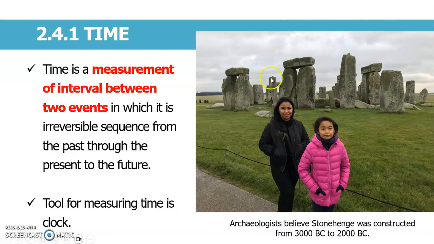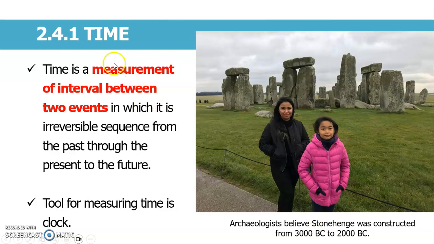Okay, so you can see here, these are my two girls in front of Stonehenge. Where is Stonehenge? Somewhere in the UK. It says that archaeologists believe that Stonehenge was constructed from 3000 BC to 2000 BC. So when I asked my students, what is BC? They said that BC, madam, is actually before COVID. So I said, no, it's not before COVID. Today, you have to find out and let me know in class later what BC actually is. And definitely it is not before COVID.